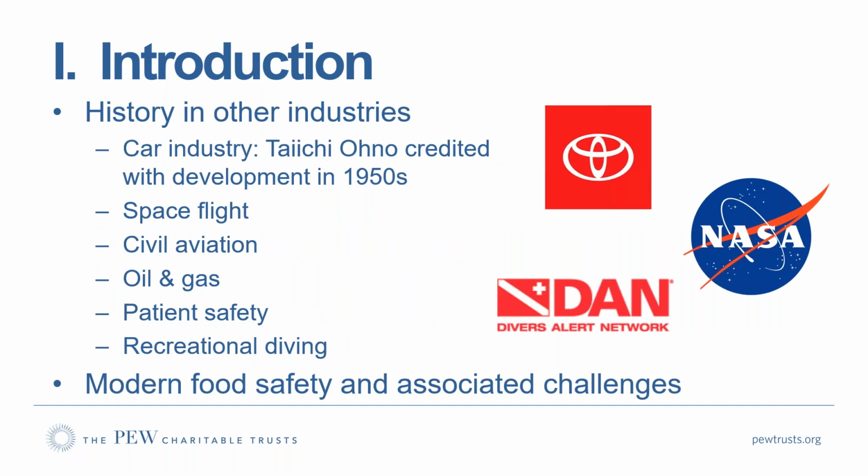Okay, and then the intro also includes a pretty interesting history of the use of root cause analysis in other industries, as I mentioned before. So starting with the car industry, where Taiichi Ohno at Toyota was actually credited with developing the process, at least in an industrial setting in the 1950s. We also give examples in space flight, civil aviation, oil and gas, patient safety, and recreational diving. And then we also discuss HACCP and then modern food safety and some of the challenges associated with conducting root cause analyses in food settings, and I'll talk about those a little bit later.